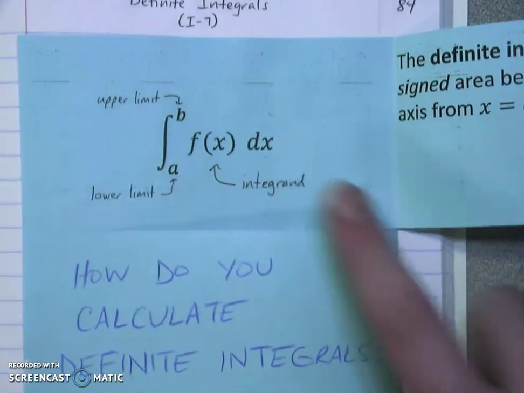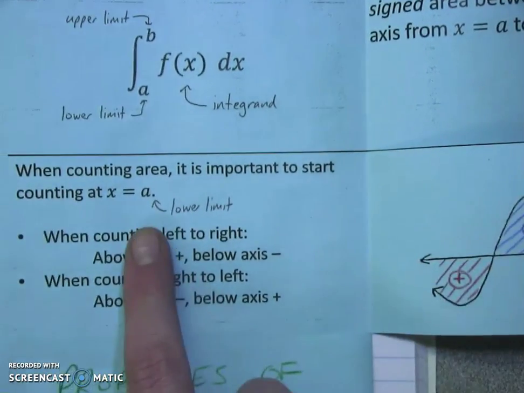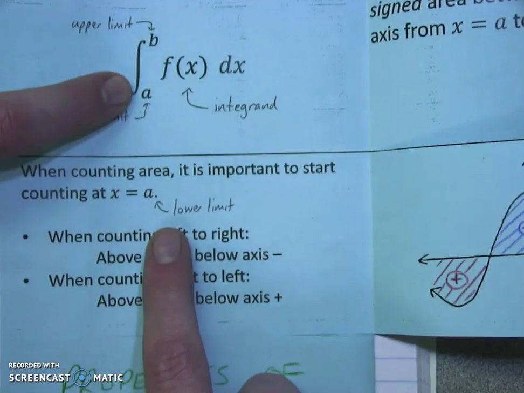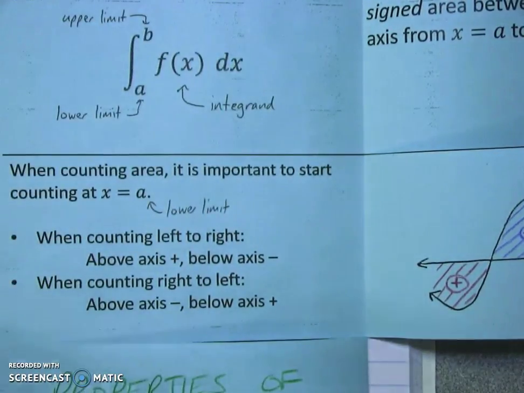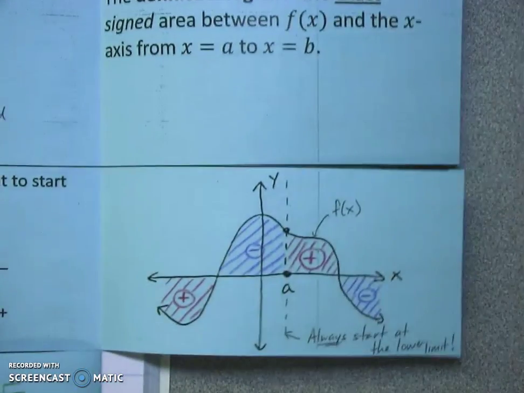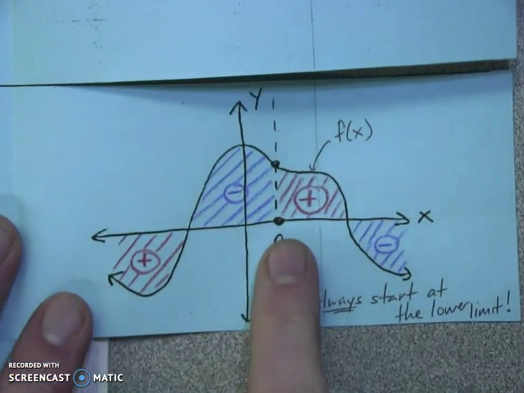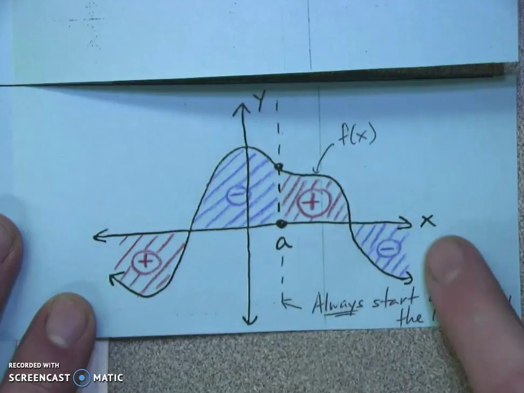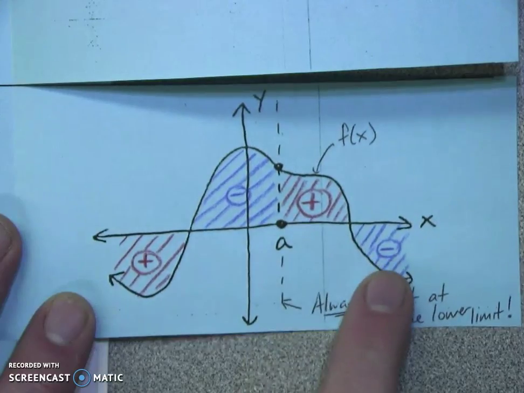We briefly talked about how to calculate definite integrals, and we discussed that it's important to always start at the lower limit, at x equals a, this value here. Then you count area in the direction of, and until you get to, whatever number the upper limit is, b. What we said on Wednesday was that if you count from left to right, so this picture here that I told you I would tell you more about, today's the day. If you start here at a, and we're counting to the right, or if b is a number to the right of a, then the area above the axis counts positive, and the area below the axis counts negative.